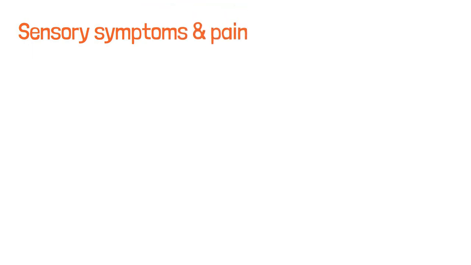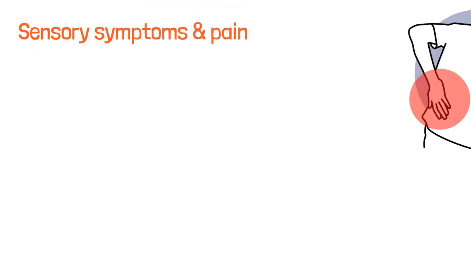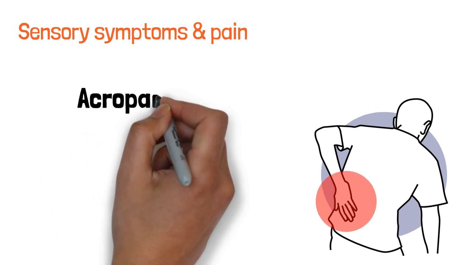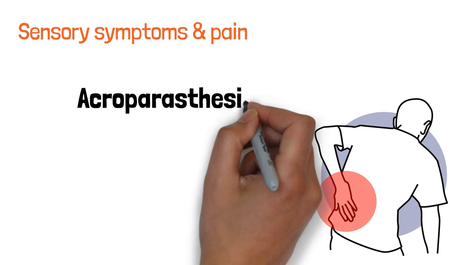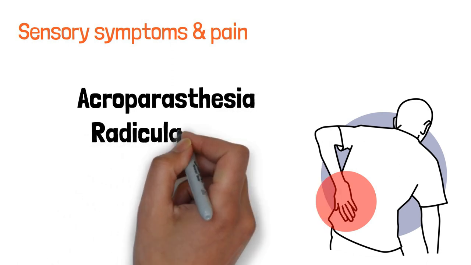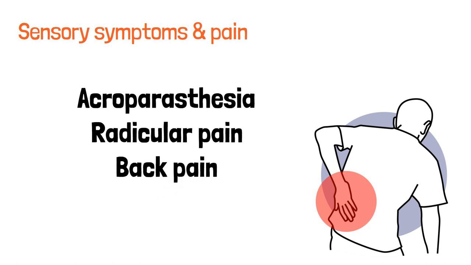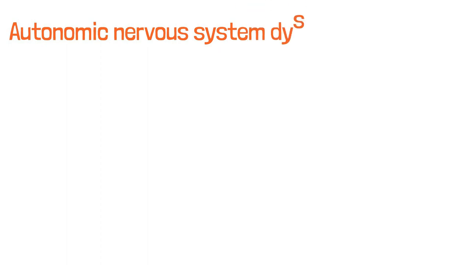When it comes to sensory symptoms and pain, the most common initial symptom is acroparesthesia, which would be progressing upwards, but it doesn't generally extend beyond the wrist or ankles. They can have moderate to severe neuropathic or radicular pain and also have a mild lower back or hip pain. In patients who have Guillain-Barre syndrome, there is a dysfunction in the parasympathetic and sympathetic nervous system.